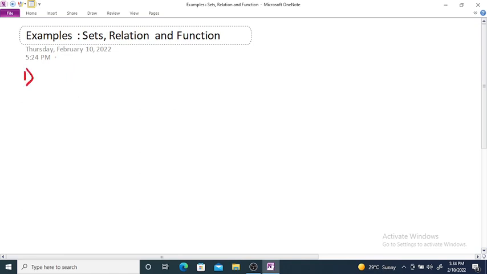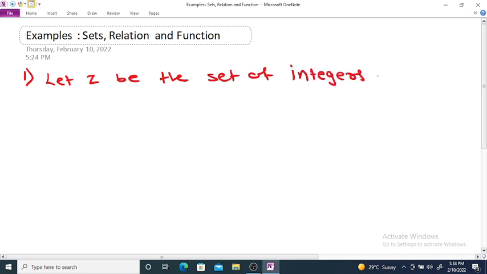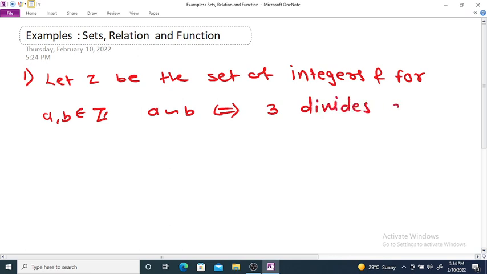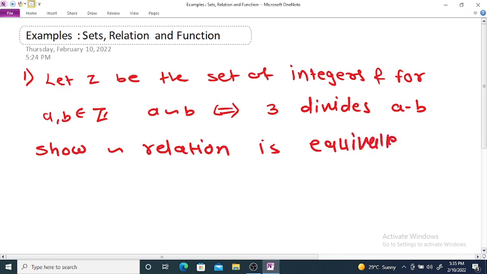Examples on sets, relations and functions. Let Z be the set of integers, and for A, B belonging to Z, define a relation: A is related to B if and only if 3 divides A minus B. Show that the relation is an equivalence relation, and hence find all distinct equivalence classes.